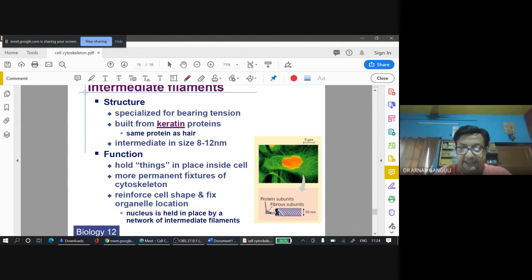They hold things in place inside the cell. More permanent fixtures of cytoplasm. They reinforce cell shape and fix organelle location. The nucleus is held in place by a network of intermediate filaments.